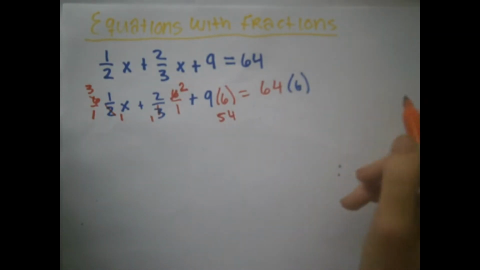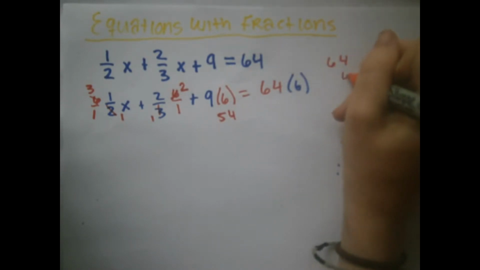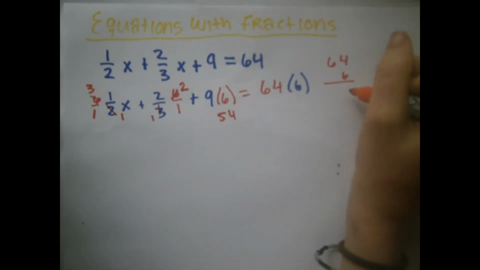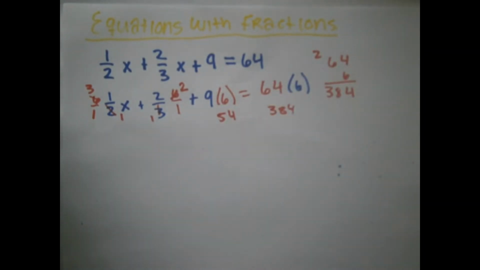And 64 times 6, well, let's work that out. 6 times 4 is 24. 6 times 6 is 36, plus 2 is 38. So 384. So let's write down our equation now. Let's see what we got.